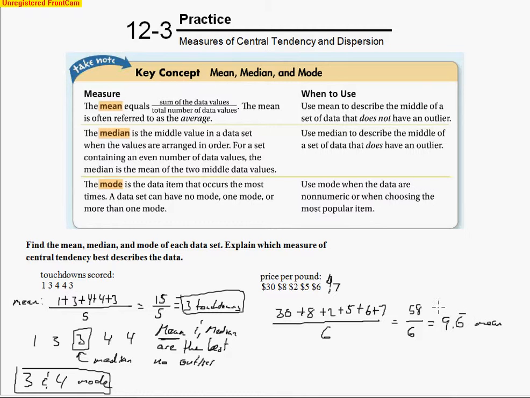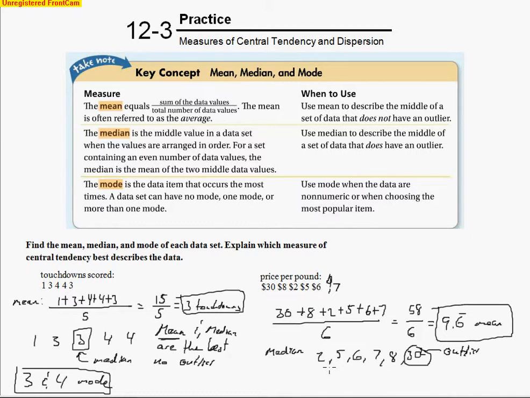And so moving on to the next one, the median, we'll go ahead and line the numbers up from least to greatest. So I've got 2, 5, 6, 7, 8, and 30. And so this 30 represents an outlier. This is an outlier because it's far away from the rest of the data points. See, everything else is just a single-digit number, and 30 is quite a distance from all of these other values.